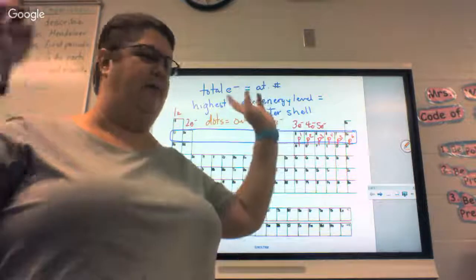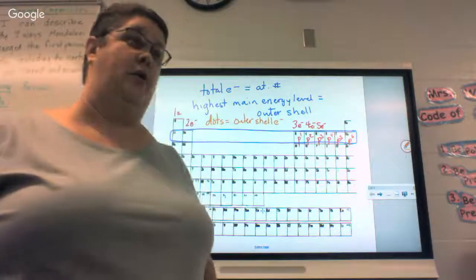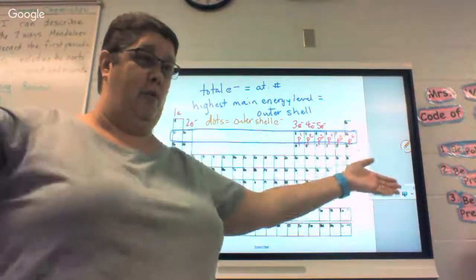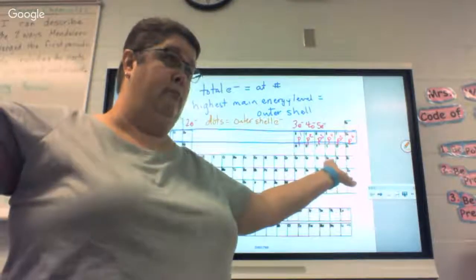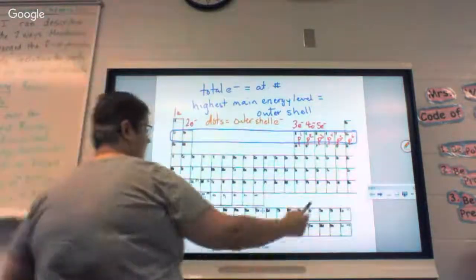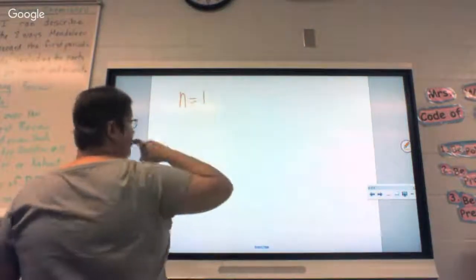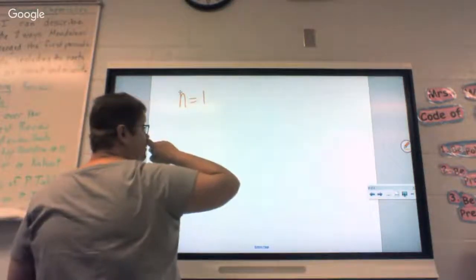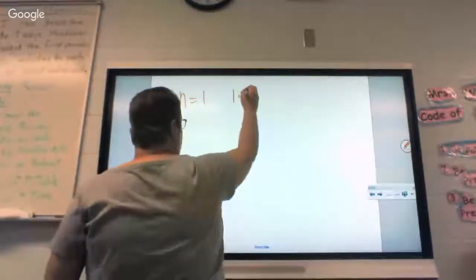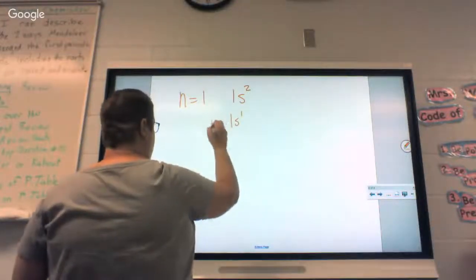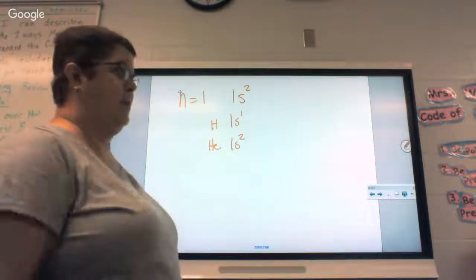There's only 2 elements in period 1. That is correct. Hydrogen and helium. That's it. Because that's all that has 1s1 and 1s2. And then you're done. And then remember, n equals 1 has how many sublevels? How many sublevels? 1. How many electrons can you have in it? 2. So you got 1s1 is hydrogen. Helium is 1s2. That's all we got. So those 2 elements are all that's in the first period.